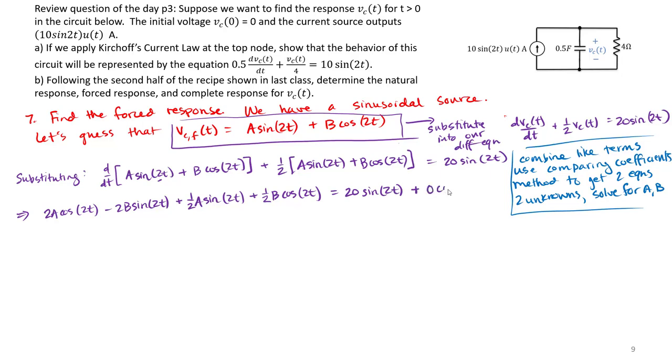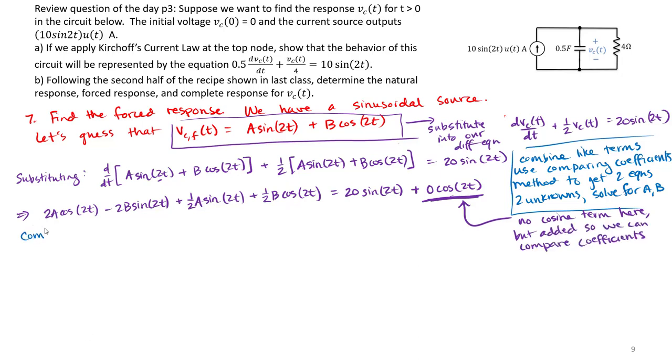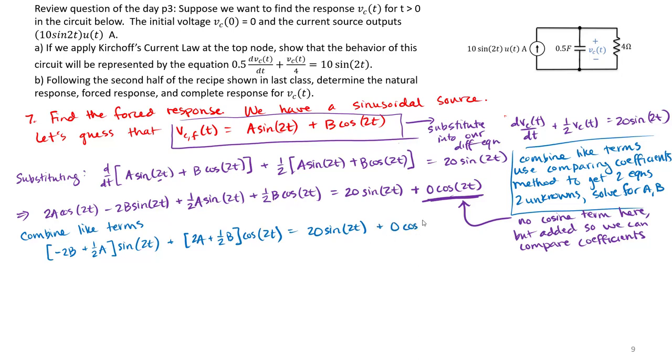And I'm also going to add the term 0 cosine 2t, since there is no cosine term, but if we add this, it lets us compare coefficients. So let's go ahead and combine like terms. And we will see that we get the following. We get negative 2b plus 1/2 a sine 2t plus 2a plus 1/2 b cosine 2t equals 20 sine 2t plus 0 cosine 2t.